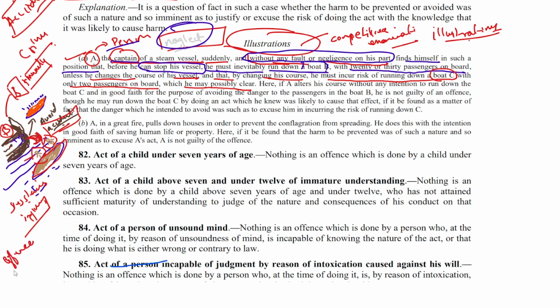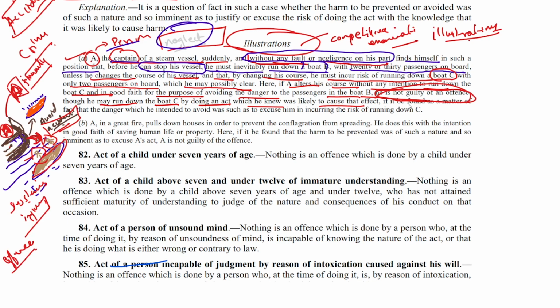Understood, guys? So here, if A alters his course, I'm so sorry, it's not B, this is A actually. So if A alters his course without any intention to run down the boat C and in good faith for the purpose of avoiding the danger to the passenger in boat B, he is not guilty of an offense, although he ran down the boat C by doing an act which he knew was likely to cause that effect.